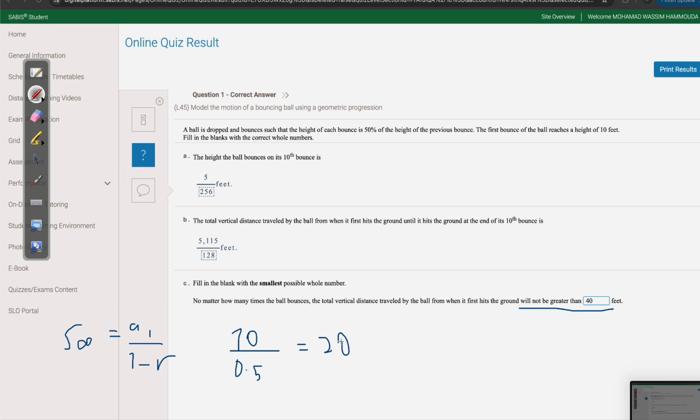But once again, same reason as the last question, we're gonna have to multiply this by 2, because if the ball goes up, it's gonna go down the same distance to touch the floor. So we're gonna multiply this by 2 to get 40 feet.